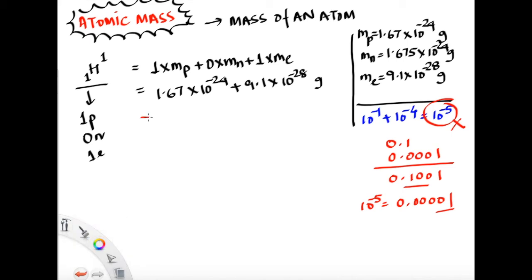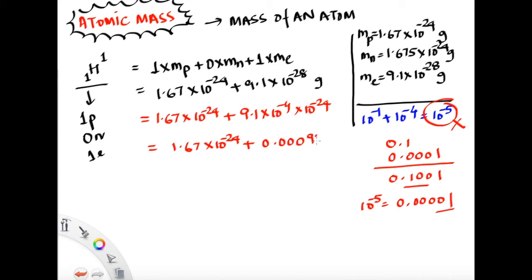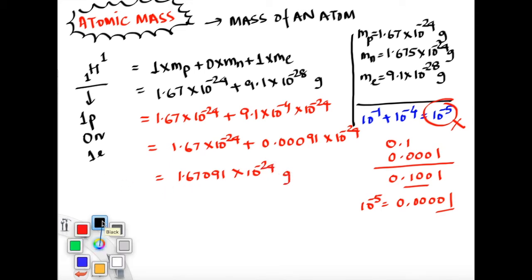Okay, so what we can do is, I can write the 10 to the minus 28 as 10 to the minus 4 into 10 to the minus 24, which is 10 to the power minus 28. Now 9.1 into 10 to the minus 4 is 0.00091 into 10 to the minus 24. Now if we take 10 to the minus 24 common and add 1.67 and 0.00091, we'll get 1.67091 into 10 to the minus 24 grams.